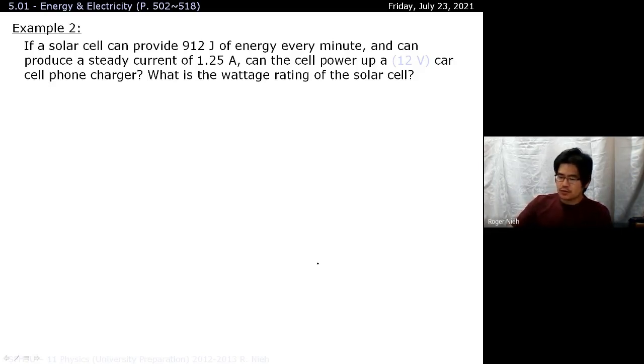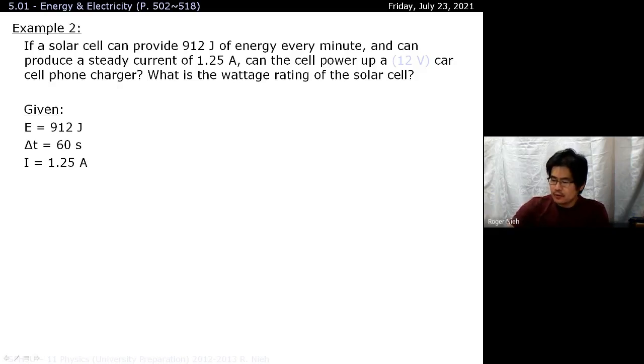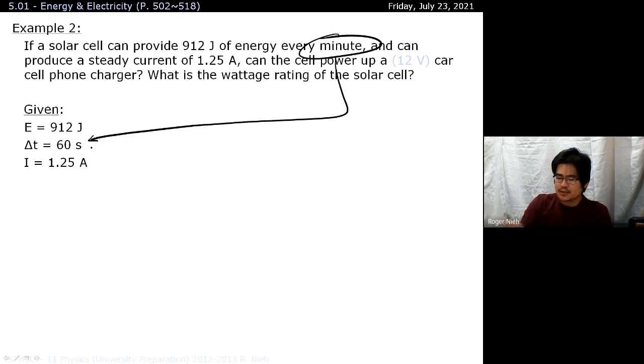Starting off with these questions, we start off with our givens. We know that energy is equal to 912 joules. Current is equal to 1.25 amperes. And we don't want to deal with measurements in minutes. Instead, we want to deal with measurements in seconds.